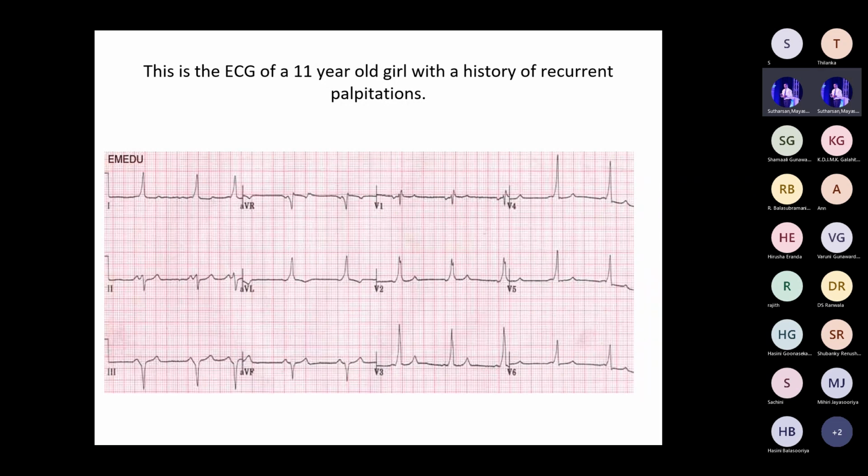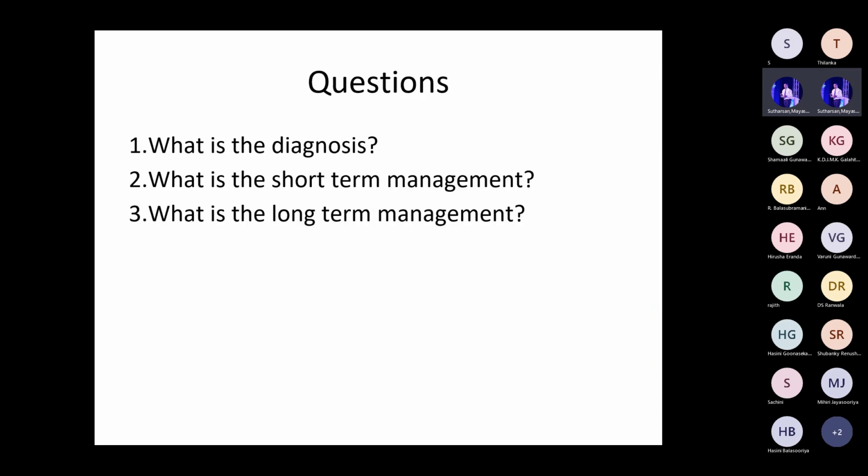Can anybody online tell what the abnormality is here? Of course, this ECG speaks a lot of things. You can tell the abnormality, you can say the diagnosis, and you can even say the treatment and everything. Okay, the questions are: what is the diagnosis, what is the short-term management, what is the long-term management?